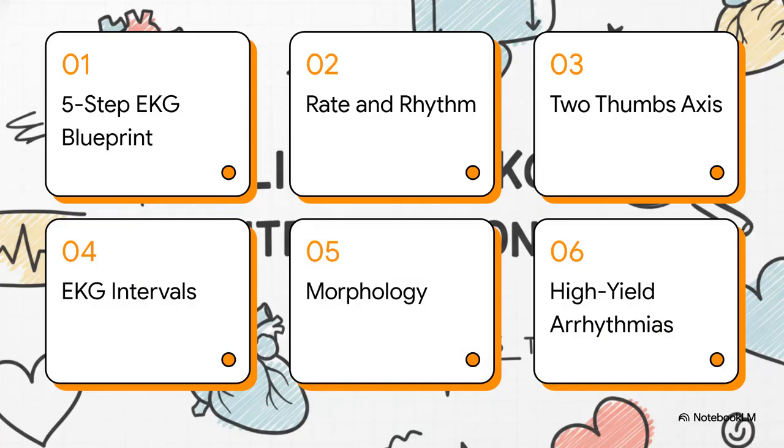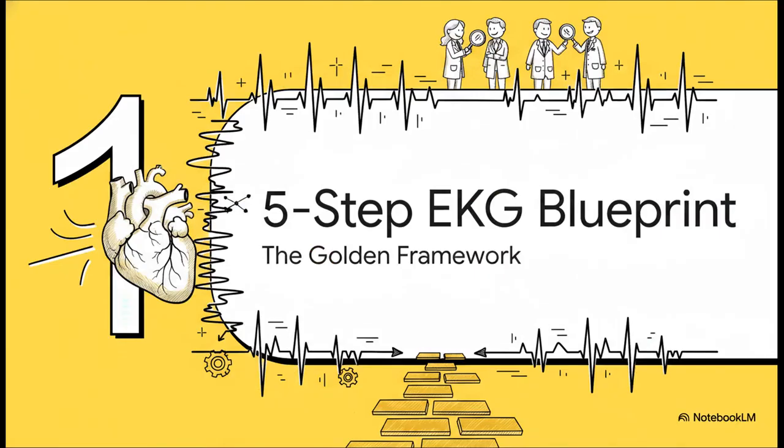Okay, let's dive into this. Here is the exact roadmap we'll use today to build your system. First, the 5-step EKG blueprint. 2, decoding rate and rhythm. 3, the 2 thumbs axis method. 4, mastering the EKG intervals. 5, morphology, hypertrophy, and ischemia. And finally 6, high-yield arrhythmias. Let's get to it. All right, starting with section 1, the 5-step EKG blueprint.